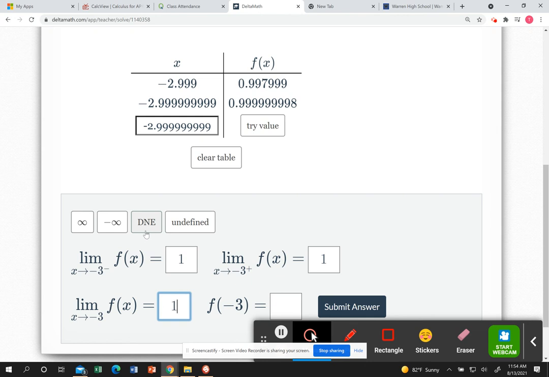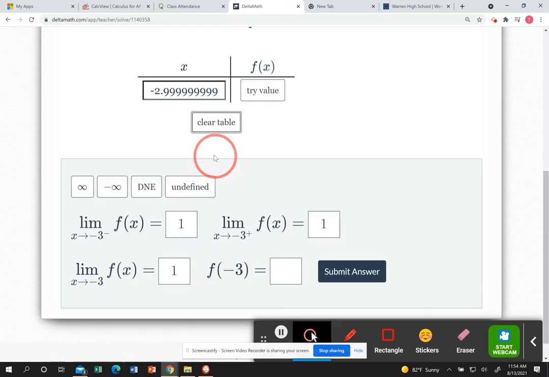So do you see this D and E? That means does not exist. So does not exist means they're not matching. If they're not matching, your answer does not exist. Okay? Alright, to find this one, you clear the table.